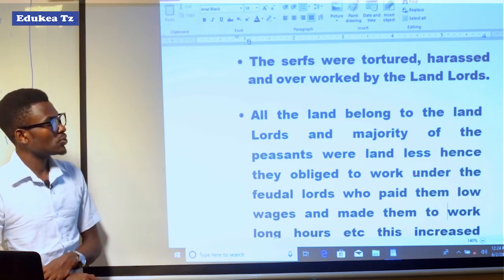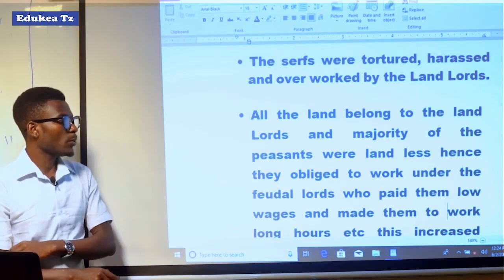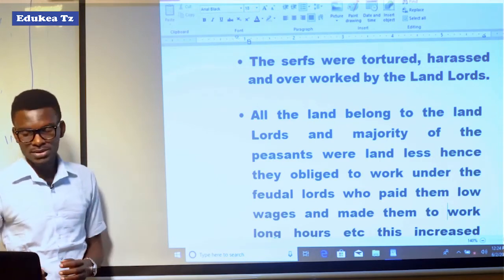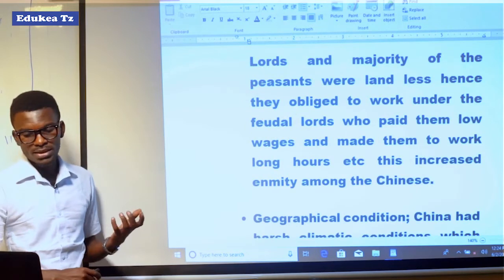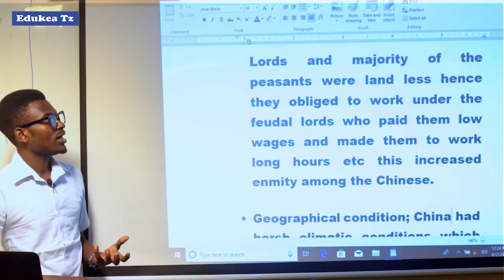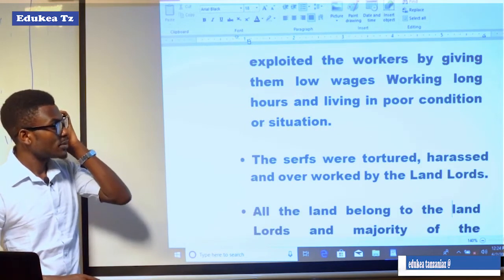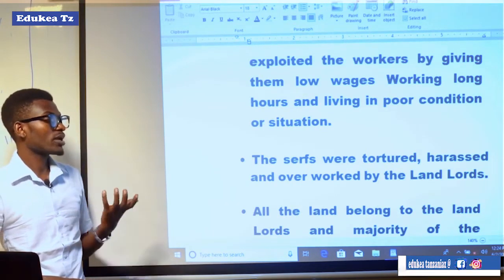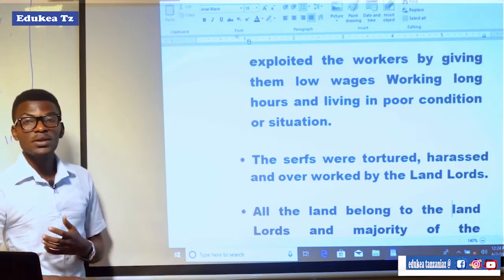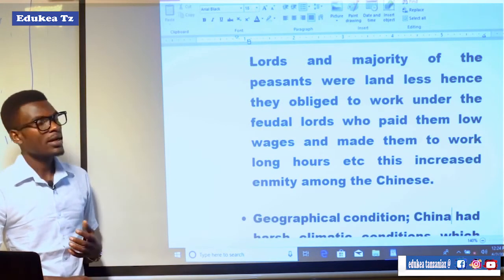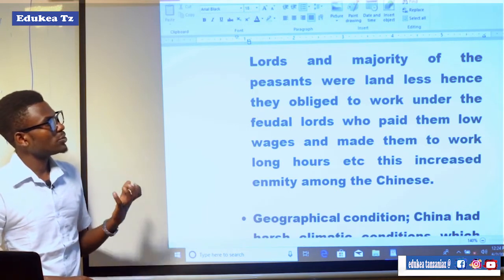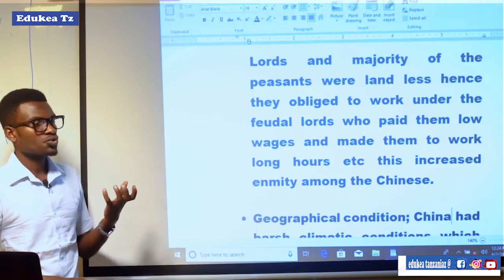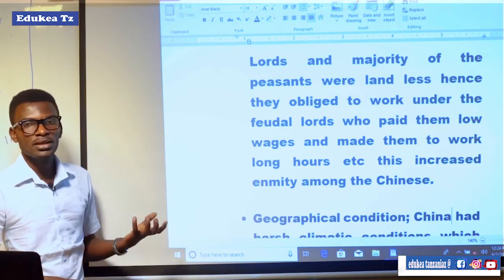Hence, they were obliged to work under the feudal lords, who paid them low wages and made them work long hours, and so on. This increased the enmity among the Chinese. All the land belonged to the landlords, and the majority of the people were landless, and that's why those peasants were obliged to work under the feudal lords who paid them.